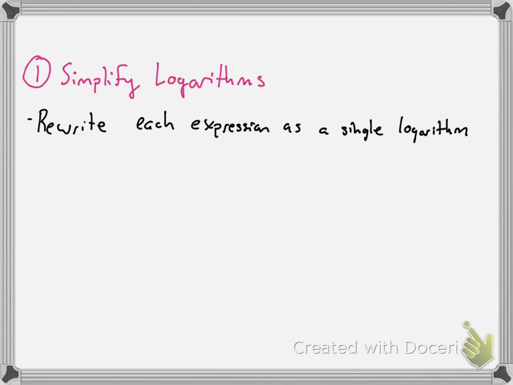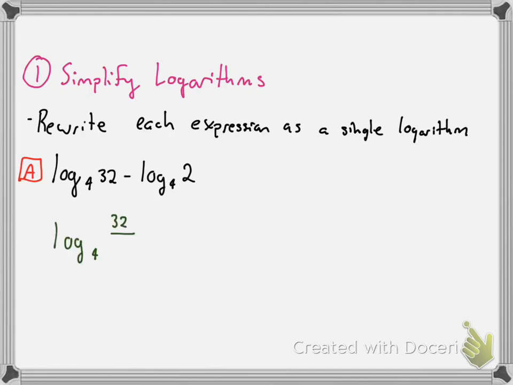So in this first example, I want to rewrite log base 4 of 32 minus log base 4 of 2 as a single logarithm. In this problem, when I'm subtracting, by the quotient property, I could rewrite my equation to say this: log base 4 of 32 over 2. Again, that's by the quotient property.